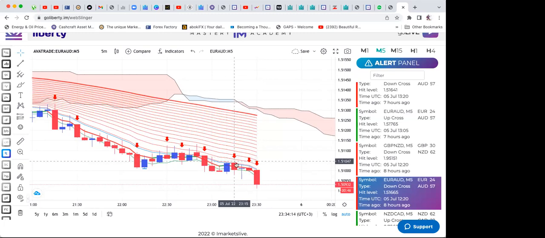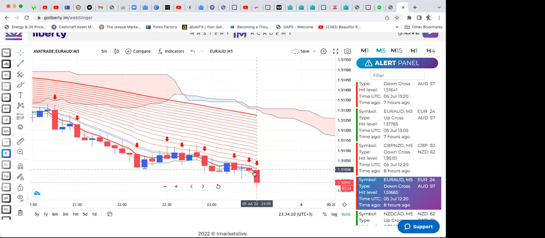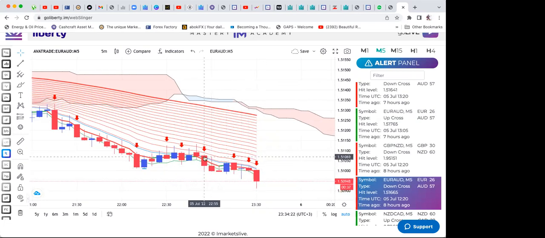It has been selling for how many minutes? 5 minutes, 10 minutes, 15 minutes, 20, 25, 30, 35, 45 minutes. Euro odd has been selling. In fact, it has been selling since 9. Look at the downward slope.